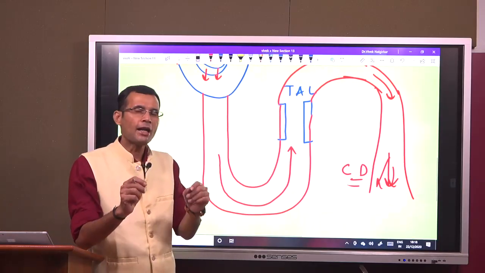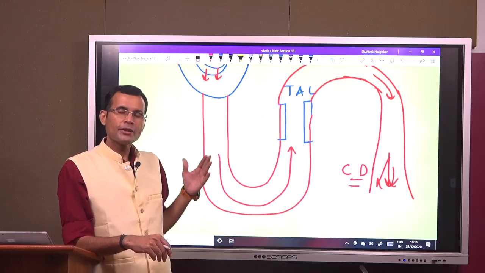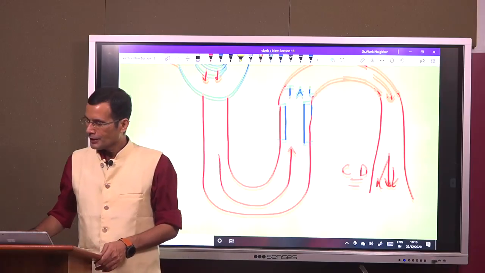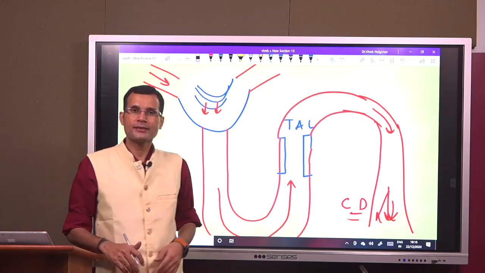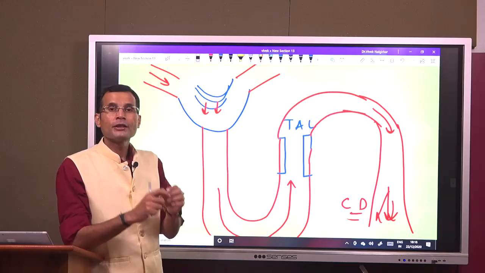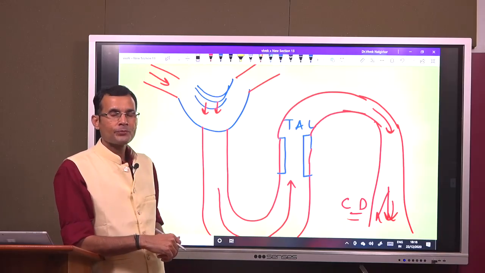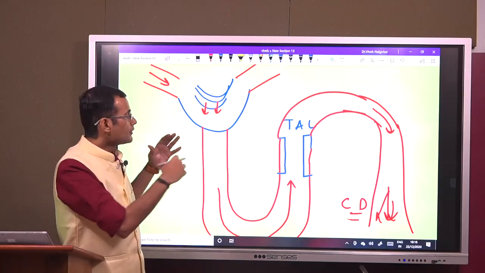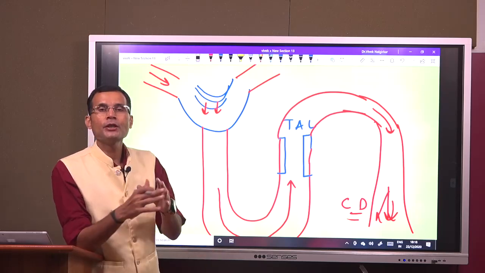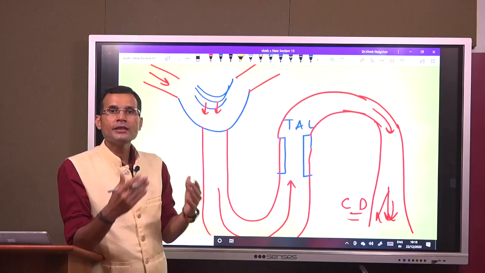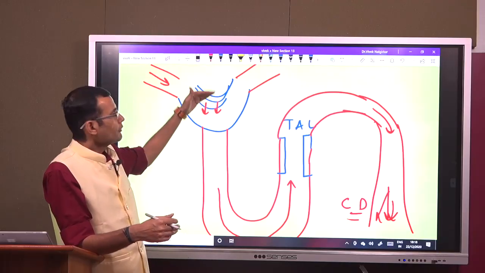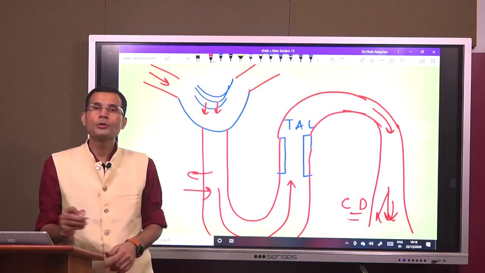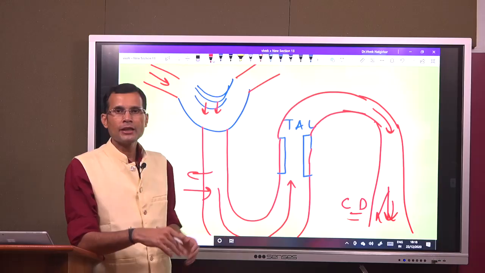Let me also add one point here, although we will discuss it in detail later on. But you know, a very interesting example for the functioning of the kidneys. How there are these three steps in the urine formation that can be seen: glomerular filtration, then tubular reabsorption and tubular secretion. Three steps in the urine formation.